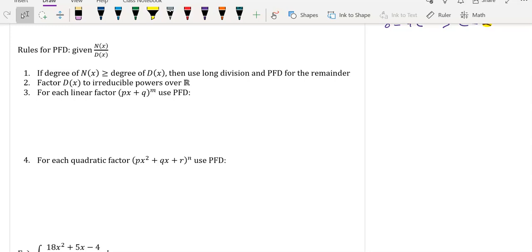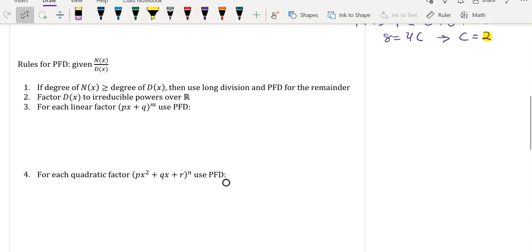So to generalize our rules for how to use partial fractions to decompose, let's consider that we have a polynomial n of x in the numerator and d of x for the denominator. The first thing we consider is if the degree of the numerator is greater than the degree of the denominator. Then we want to just divide, so long or synthetic division, and we only need to use partial fractions for the remainder.